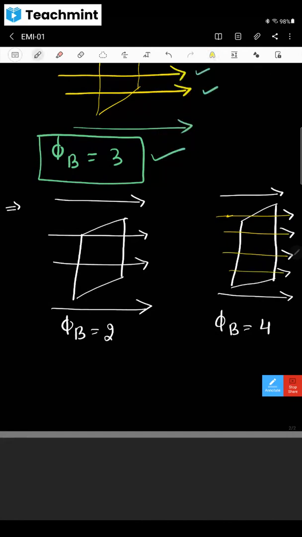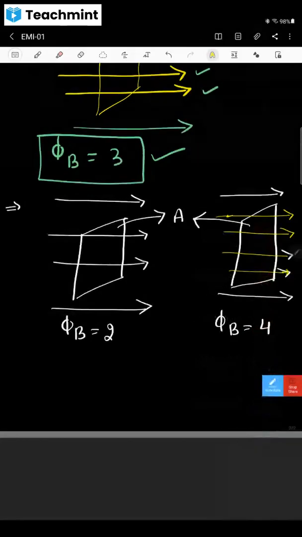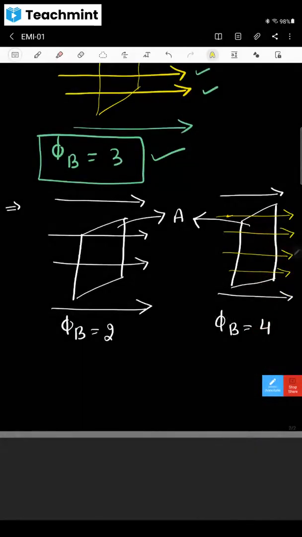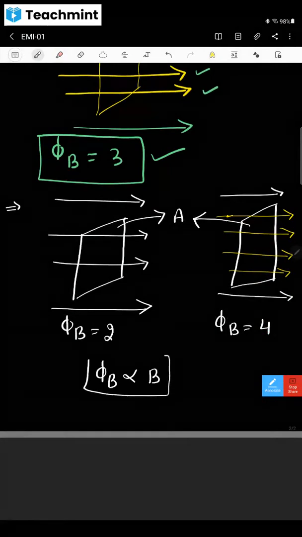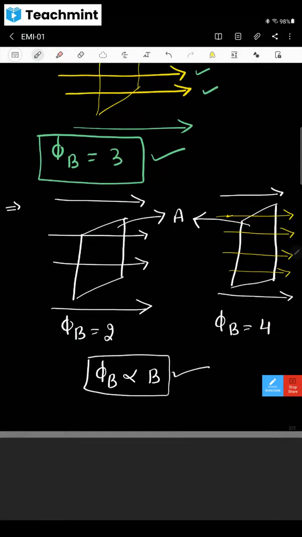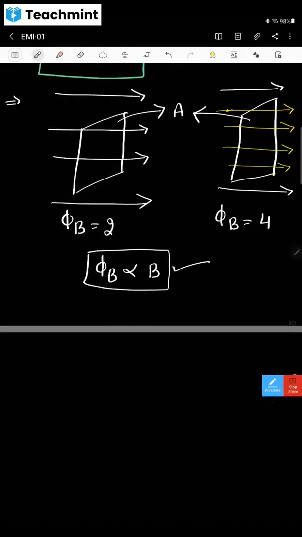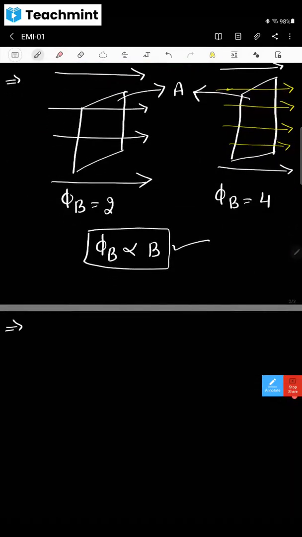So here the magnetic flux is 4, but the area is the same. This area was also A, and this area is also the same. But the magnetic field has increased, and due to that the magnetic field lines also increased. Due to that, flux is increasing. Don't you feel magnetic flux is directly proportional to magnetic field? If you increase the magnetic field, magnetic flux will increase. So the first one we got: magnetic flux is directly proportional to the magnetic field.